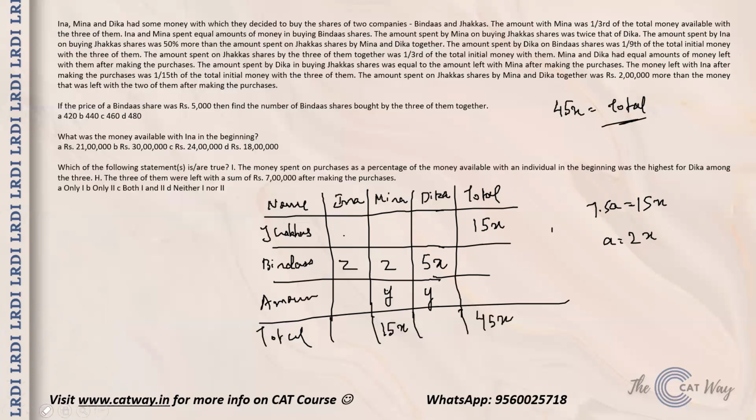Let's see. Then a is equal to 2x. So this will be equal to 2x, this will be equal to 4x, and this will be equal to 9x. Clear? So that is sorted.